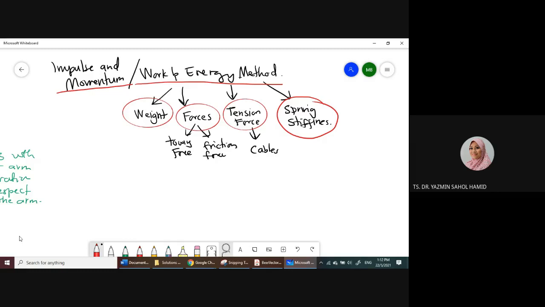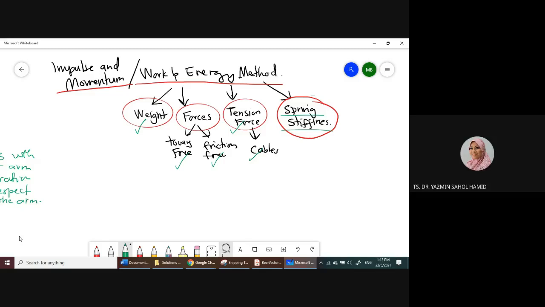But I believe you know how to do it when there's a weight, towing force, friction force or tension force in a cable. I just want to include when there is a spring, because I did not give you any related examples. So can we do one example on work energy that has a spring? Just so that you get an idea on how to do it.